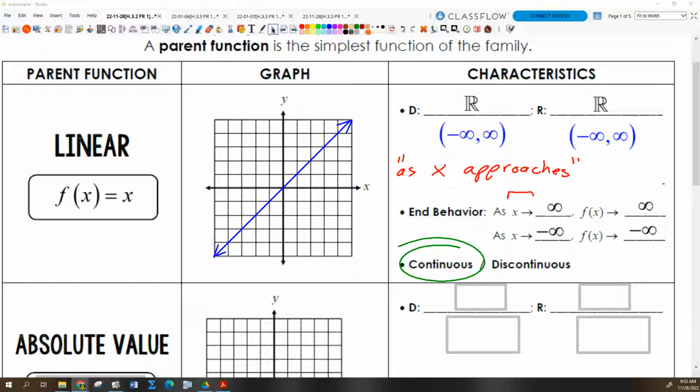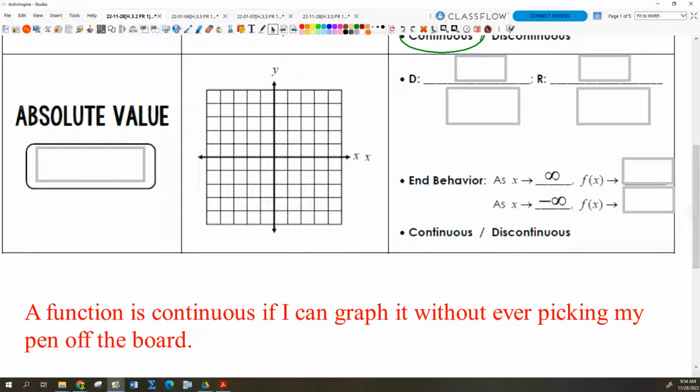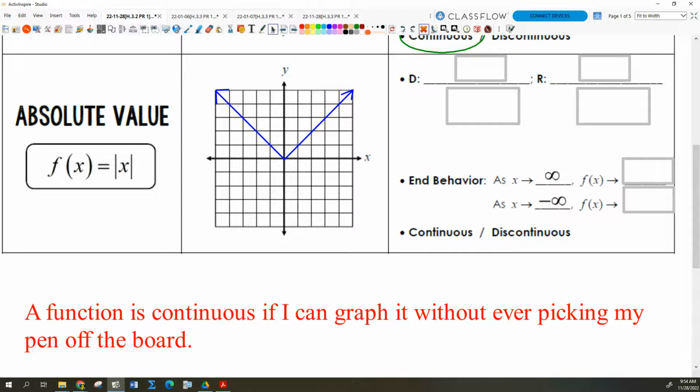Okay. Moving down. Let's tackle another one. Absolute value. Okay, so here's the parent graph. f of x or y equals the absolute value of x, and it looks like a V, where the vertex is located at the origin. And these points are really important. I want you guys to understand what this thing looks like.